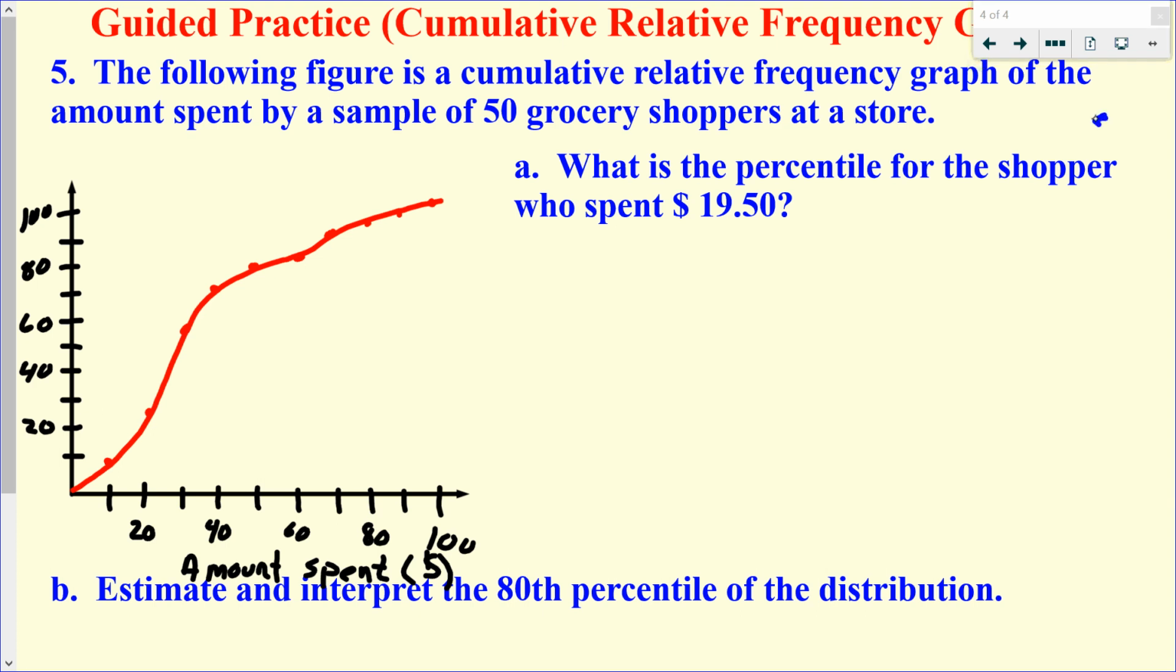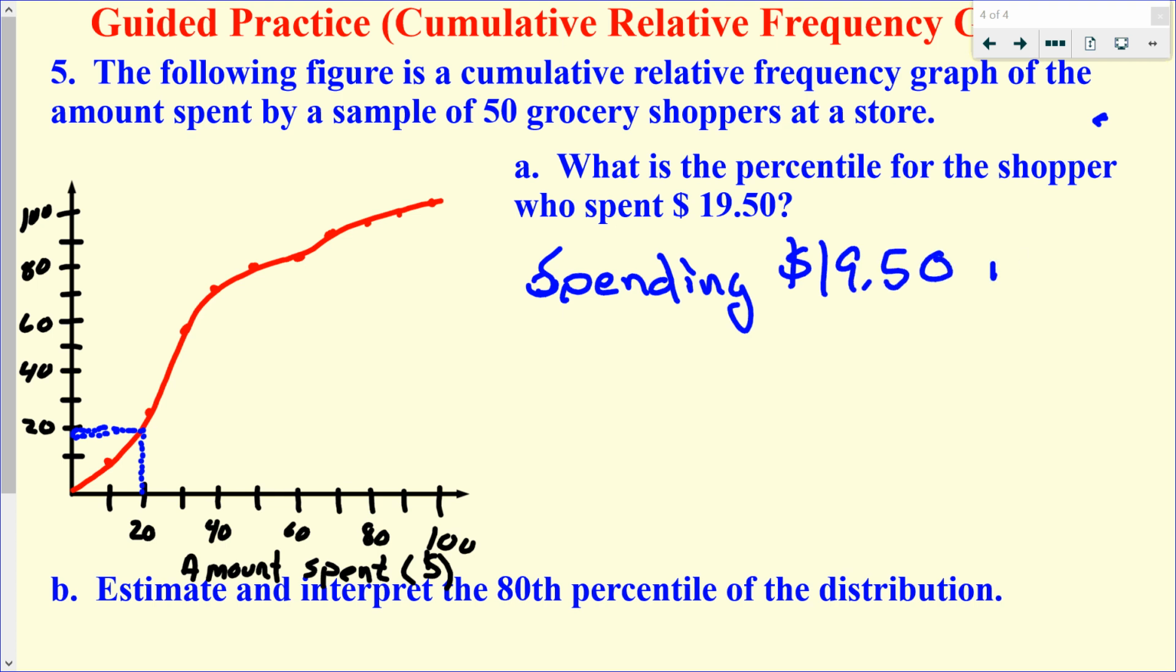So we'll go over to $19.50. That's amount spent, so that is on the x-axis. It's quite a 20, so we'll come up right here and come across. And it looks like we are at 20. So the percentile for $19.50, writing our sentence here, spending $19.50 is at the 20th percentile. So this is definitely a low amount spender because only 20% spent less than $19.50.